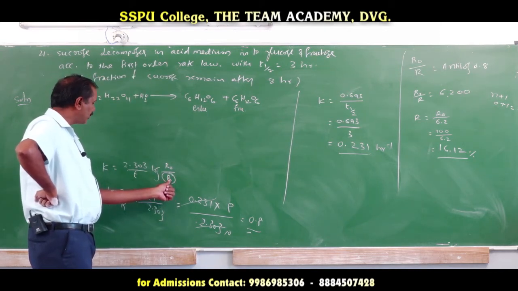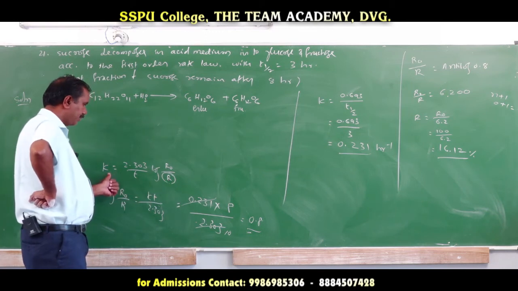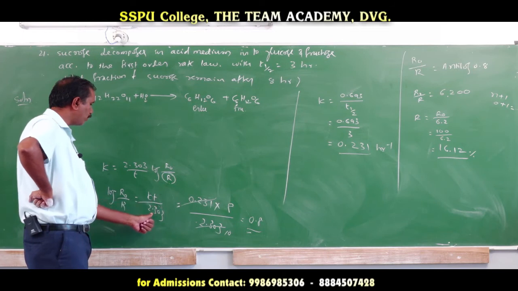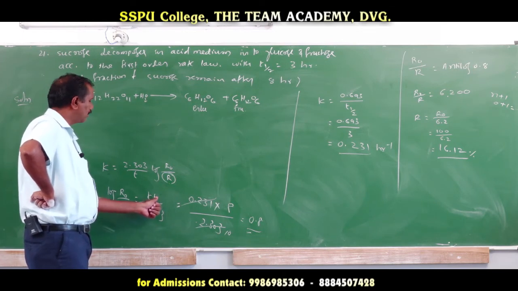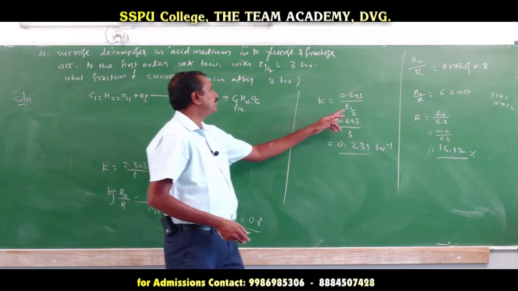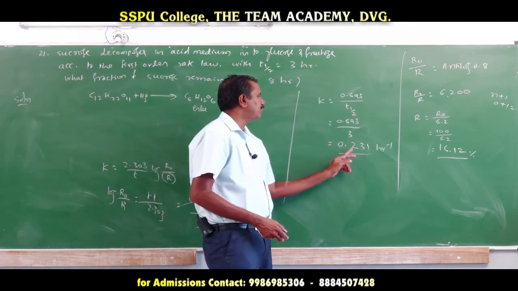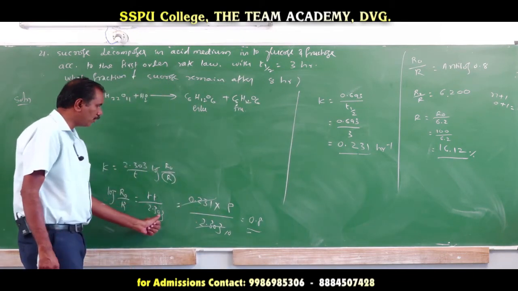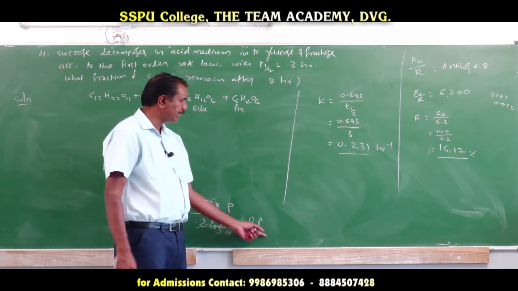To calculate this, we need k. Okay. So, log R naught by R is equals to kt by 2.303. We know that t is 8 hours. k can be calculated when t half is given. k equals 0.693 by t half, that is 0.231, into 8 divided by 2.303. Finally, you can get it 0.8.